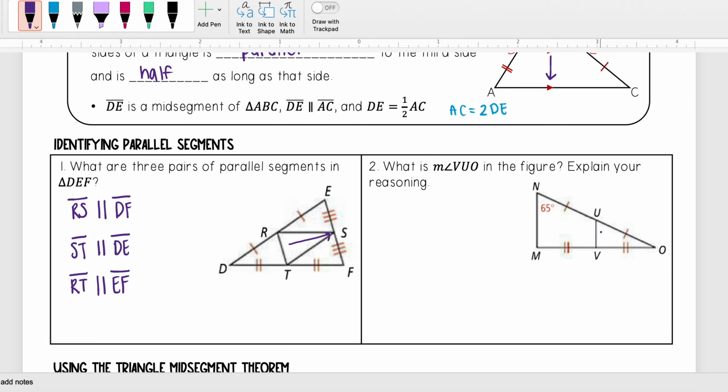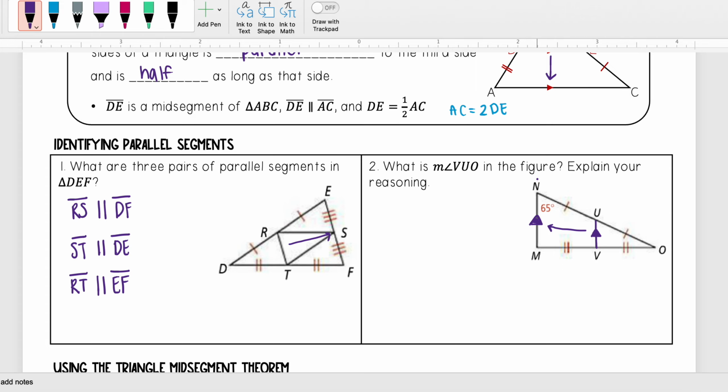I see that I have a mid-segment here because U is a midpoint and V is a midpoint, so I know that UV is a mid-segment. And then I know from my theorem that the side opposite of it is going to be parallel. So I know that my side MN is parallel to UV.